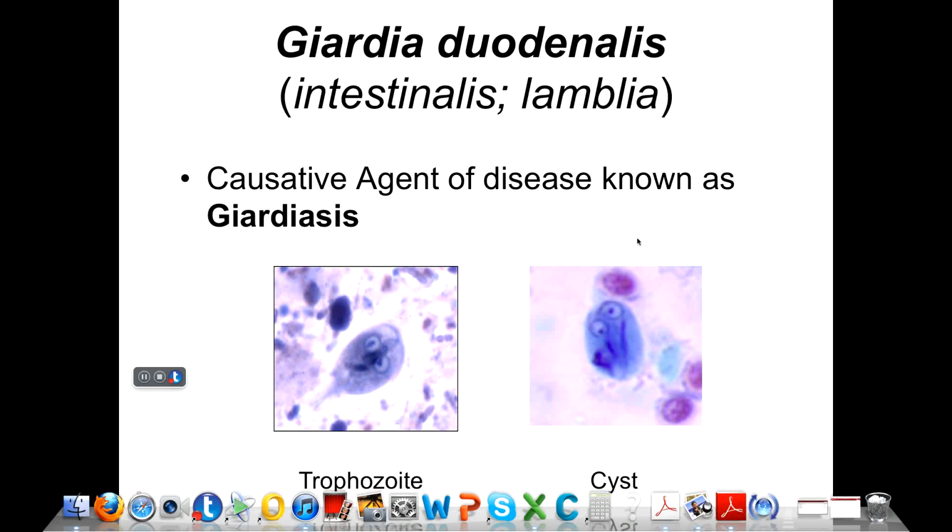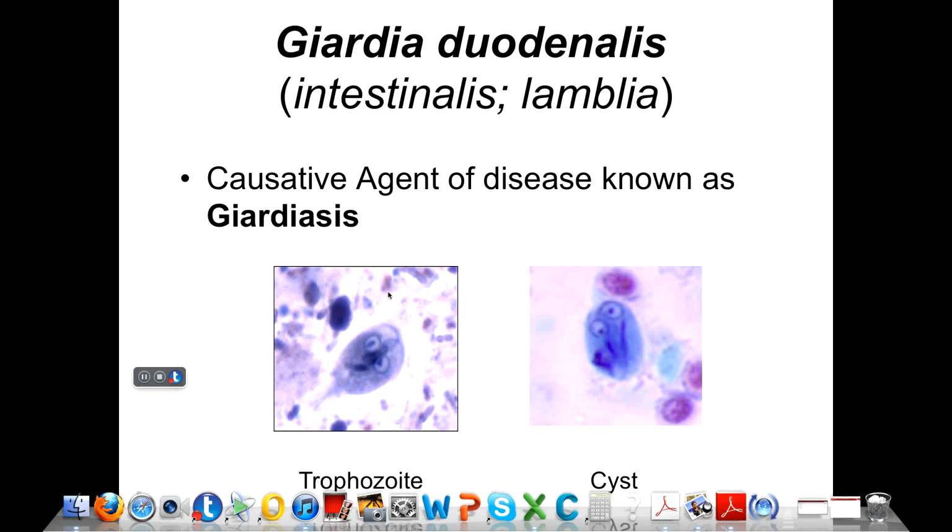So Giardia is the causative agent of a disease that's referred to as giardiasis. A more colloquial term for the disease is beaver fever because beavers are an important reservoir for the infection. The life cycle is relatively simple and consists of just 2 major stages.